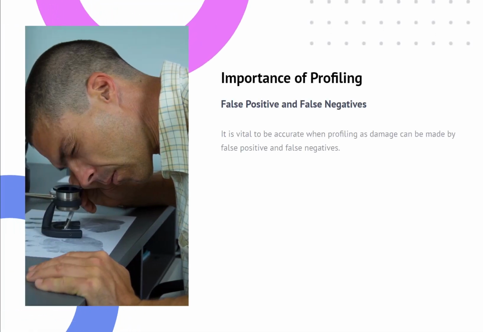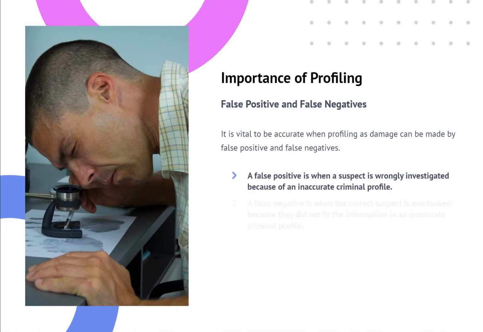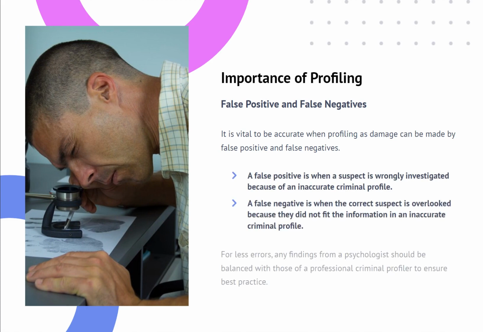False positives and false negatives. It is vital to be accurate when profiling, as damage can be made by false positives and false negatives. A false positive is when a suspect is wrongly investigated because of an inaccurate criminal profile. A false negative is when the correct suspect is overlooked because they did not fit the information in an inaccurate criminal profile. For fewer errors, any findings from a psychologist should be balanced with those of a professional criminal profiler to ensure best practice.